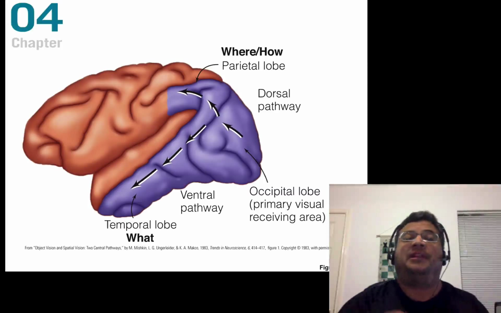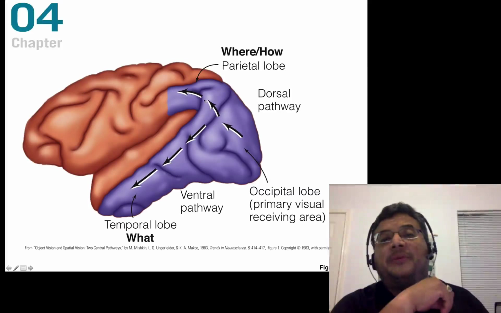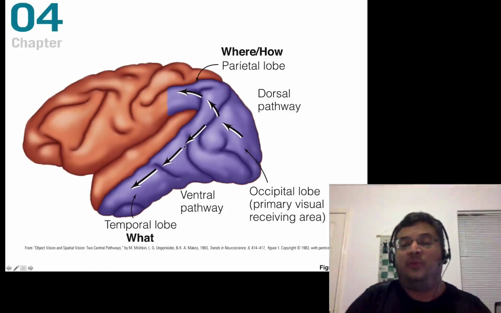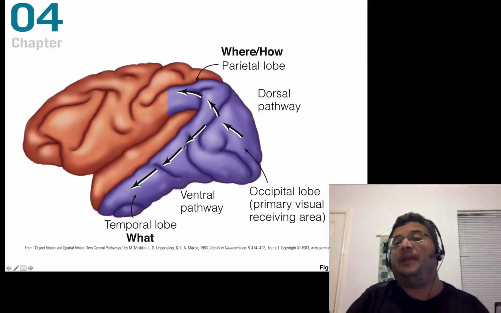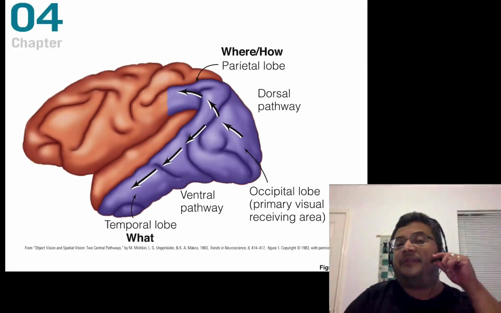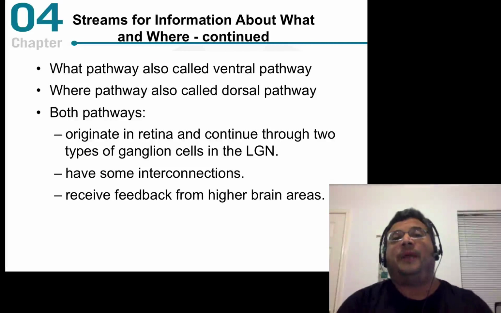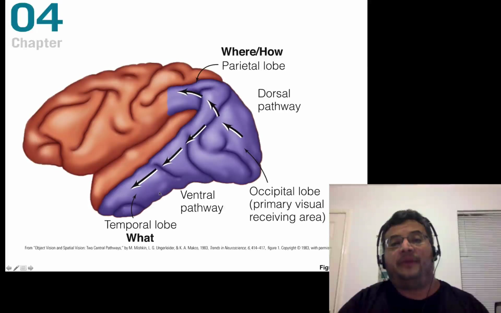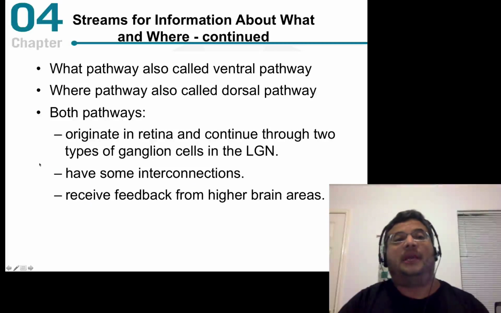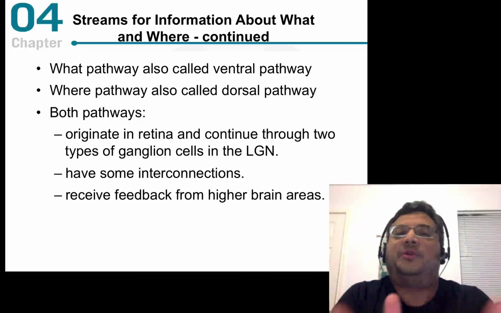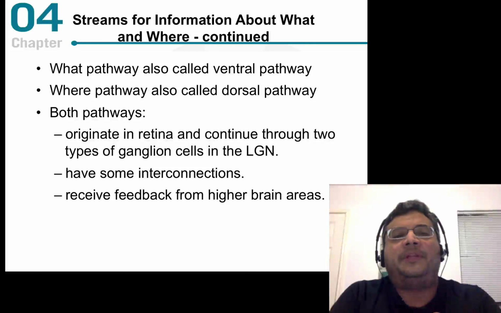The really fascinating thing here, the take-home lesson, is that we were able to separate out these two pathways: where and how, and what. And we're going to find later that humans have the same pathways. The what pathway is also called the ventral pathway, and the where pathway is also called the dorsal pathway.